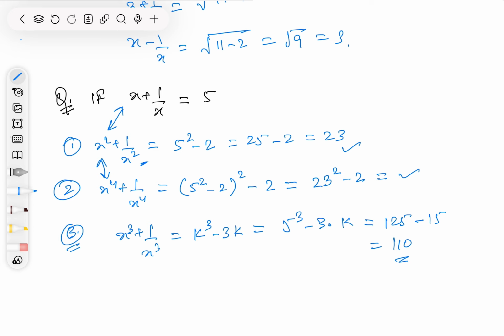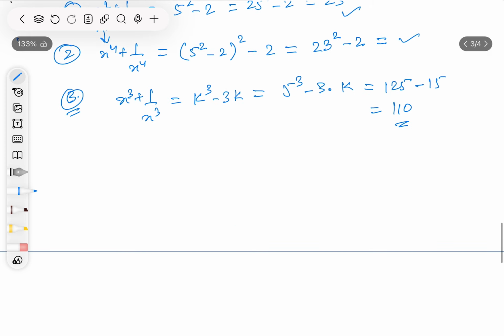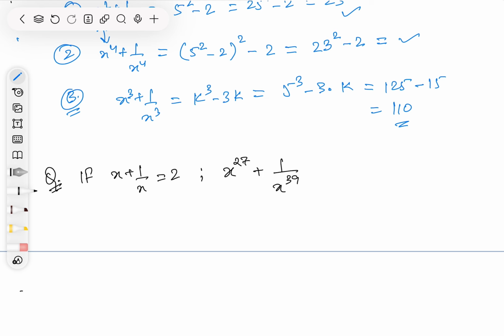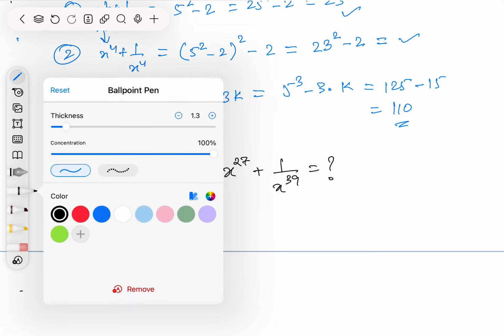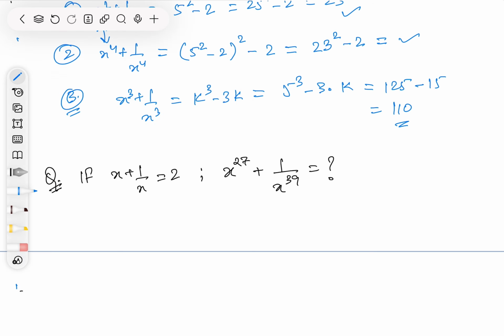Yeah. So this is how you can go ahead and try these questions. Let's see one more question, a bit different from this, a bit more advanced. Let's say if you have x plus 1 by x equals to 2, and you have to find x to the power 27 plus 1 upon x to the power 39. If you need to find that, in that case, we need to find this, and we are given this.